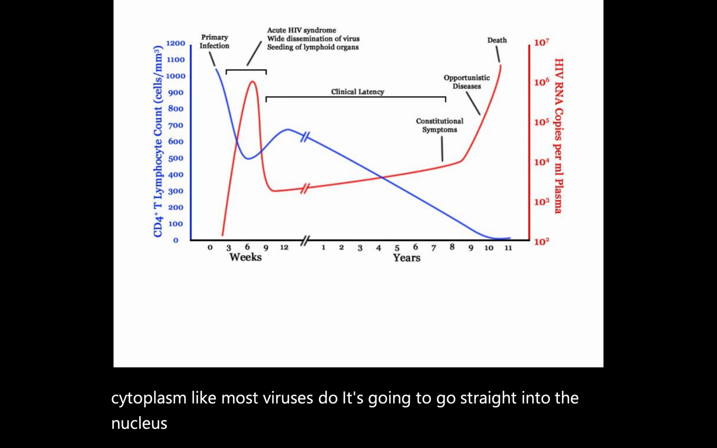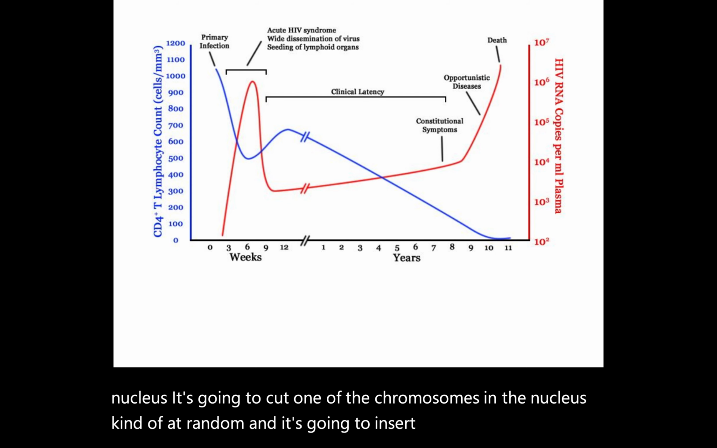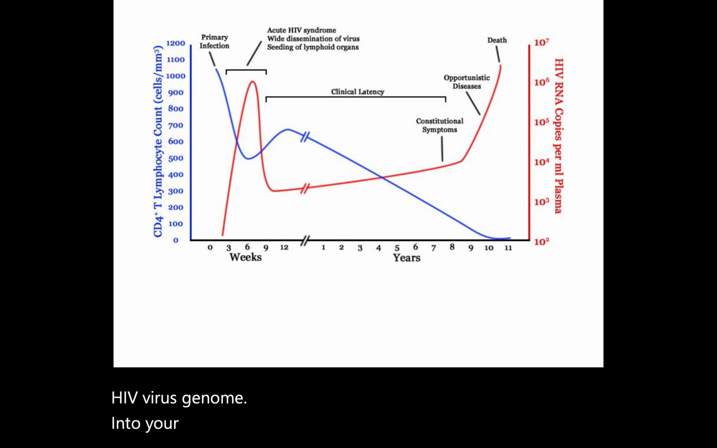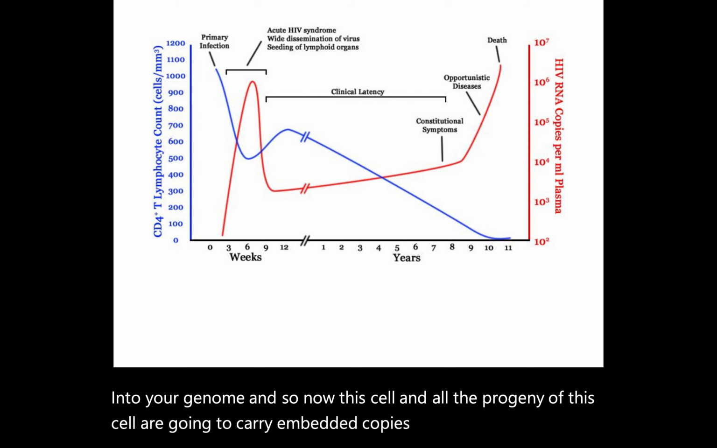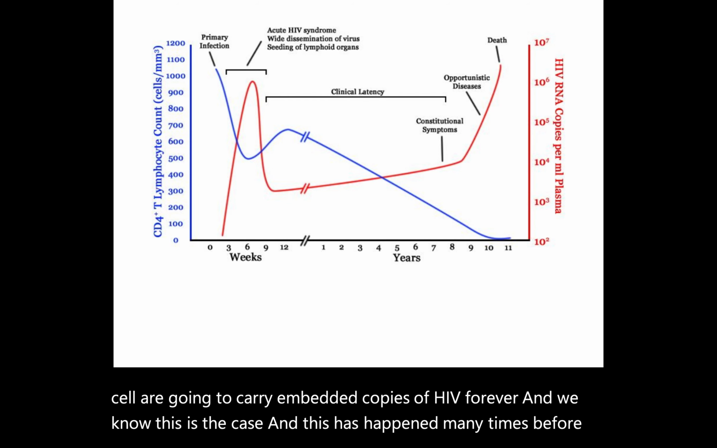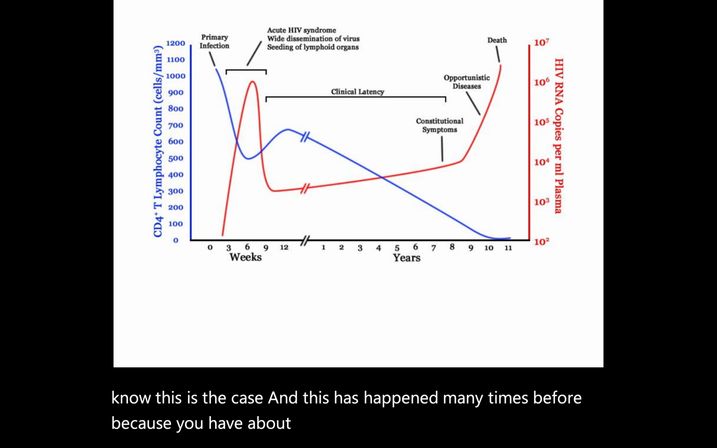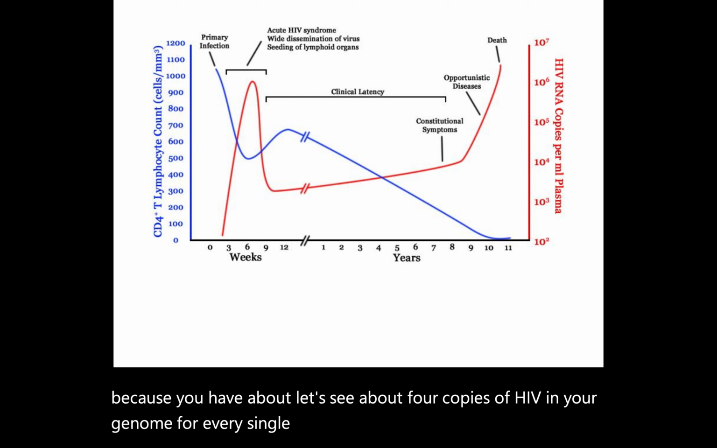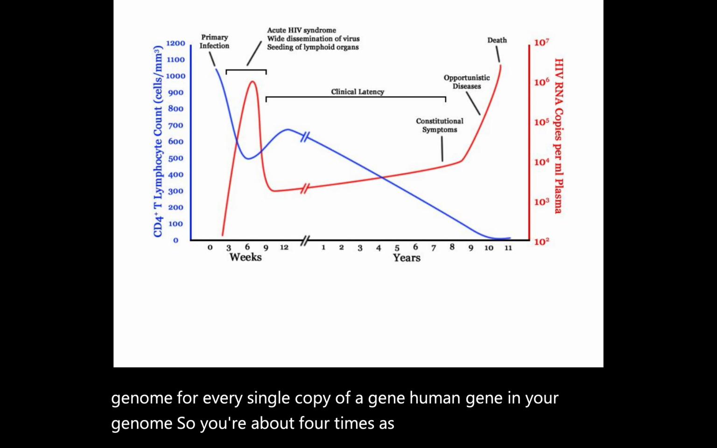It's going to cut one of the chromosomes in the nucleus, kind of at random, and it's going to insert a copy of the HIV virus genome into your genome. And so now this cell and all the progeny of this cell are going to carry embedded copies of HIV forever. And we know this is the case, and this has happened many times before, because you have about 4 copies of HIV in your genome for every single copy of a human gene in your genome.